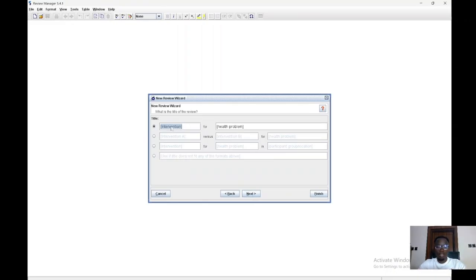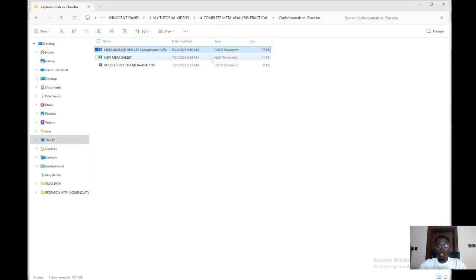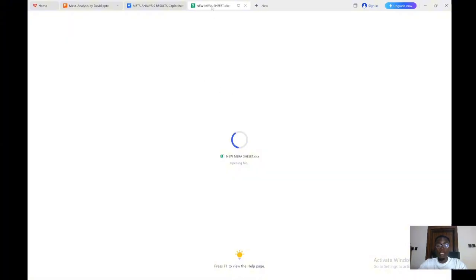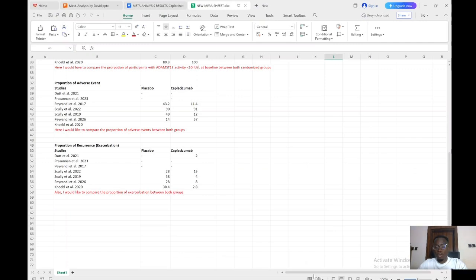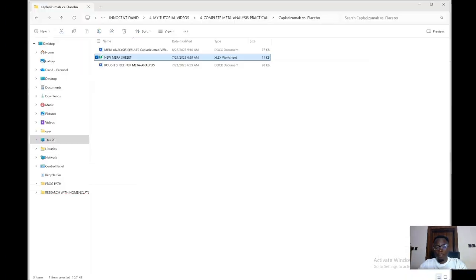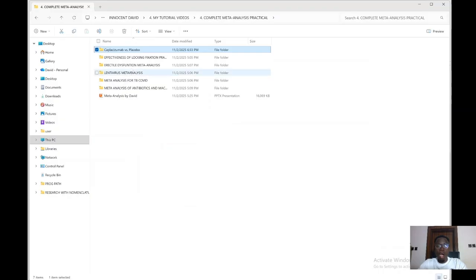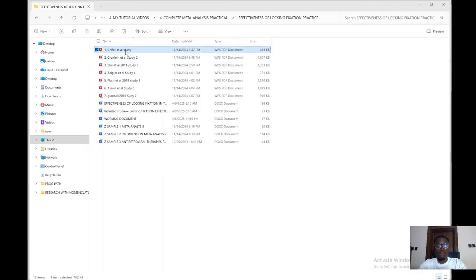Now the next thing I'm going to do is enter a term here. Let's assume I'm working with this Excel sheet. Let me show us another one. Now look at this. You can see Chen, Cronen. These are all studies that we've selected.